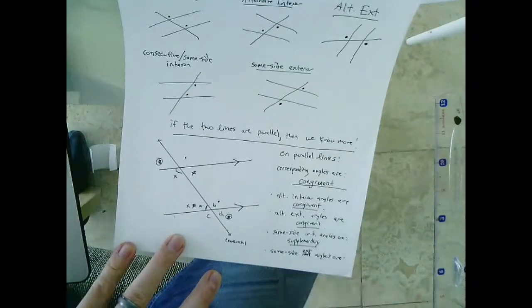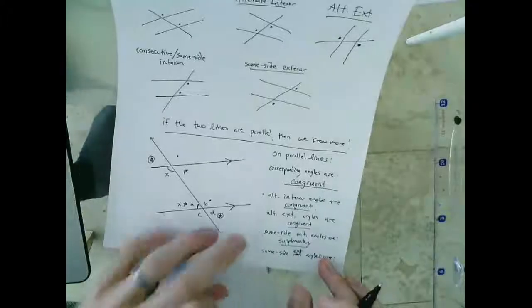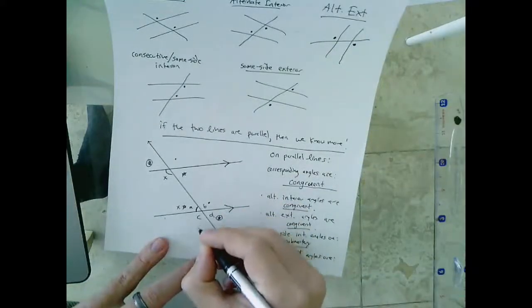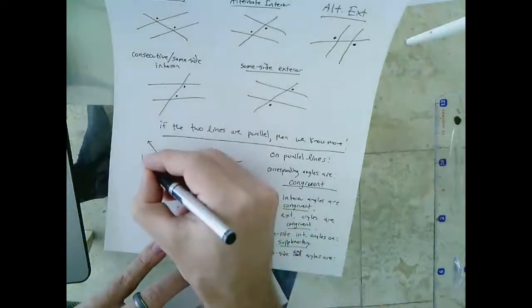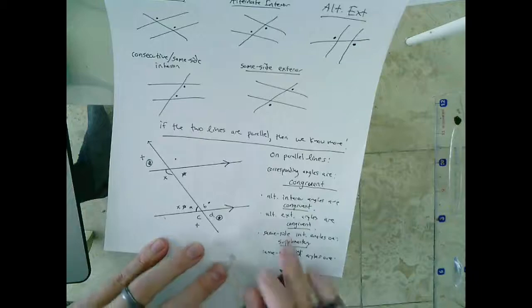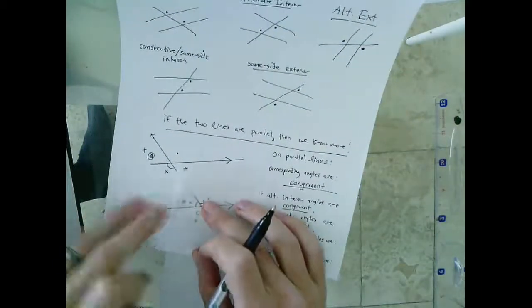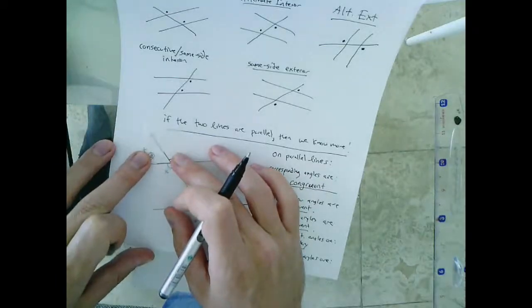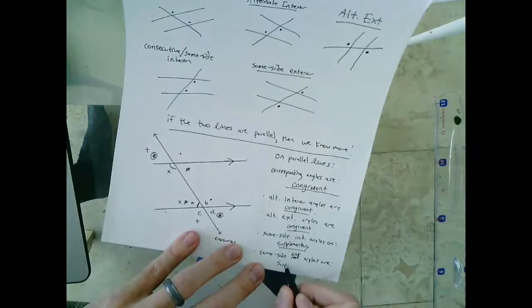And the last one, same side exterior. If we were to look at this, we would have C, and I'll put a little plus sign. This angle right here and this angle right here are same side exterior angles. I think you can see that these are not going to be congruent, but they will add up to 180. And so same side exterior angles will be supplementary.